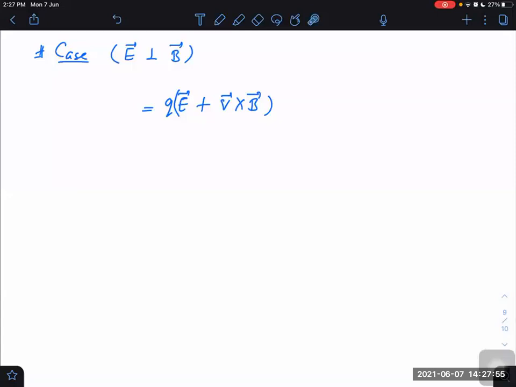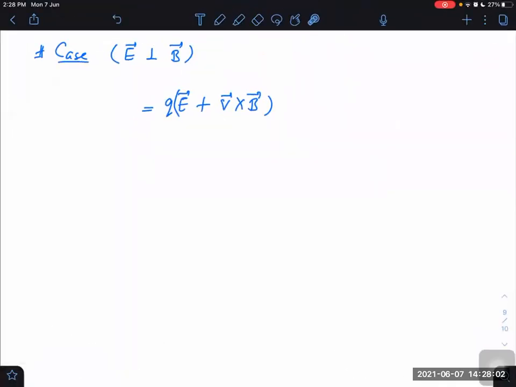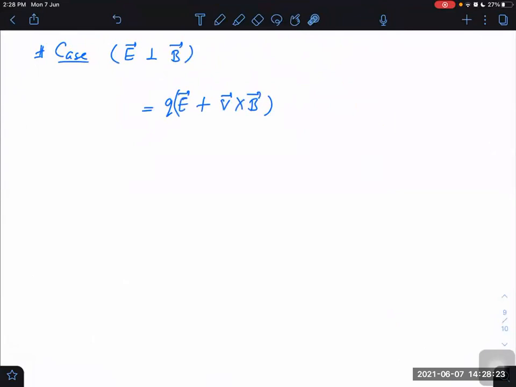When E is perpendicular to B, there are two cases possible. One is E along V cross B, or E is anti-parallel, against V cross B. You are saying that, right? One more also will be there, sir. Which one?